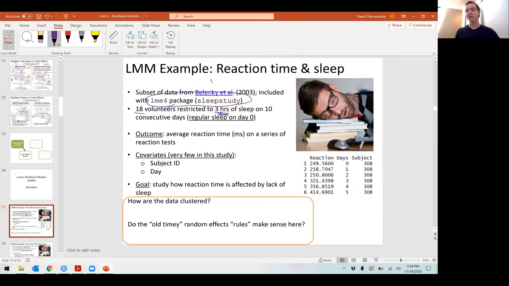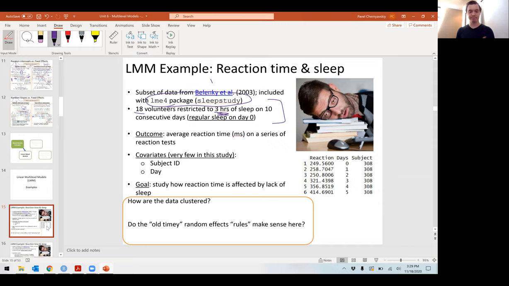You can think of these people, are they medical professionals? Probably not. Are they people with demanding, heavy machinery jobs? Probably not. So who are these 18 volunteers? Some design issues for sure, but I just want to point that out.